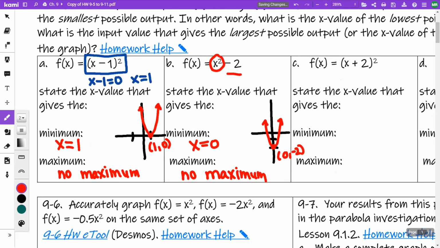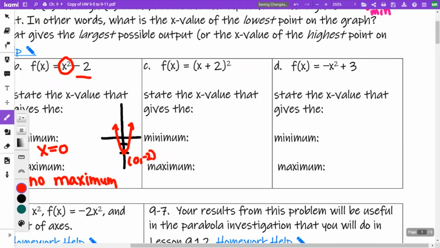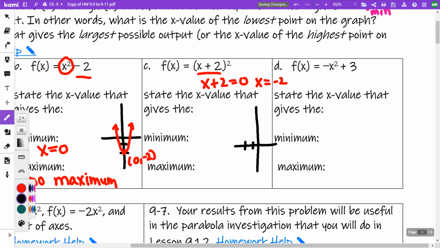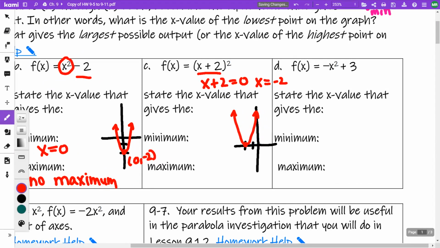Okay, so similar ideas on C and D. So D, this x plus 2, what makes x plus 2 0? Well, that would be a -2. So my graph is going to be moved to the left 2. So again, my vertex normally would have been here, but it's going to be moved to the left 1, 2, and now it's going to be sitting here at -2, 0. So the minimum height is 0, but where does that minimum height occur? When x is -2. And again, no maximum.